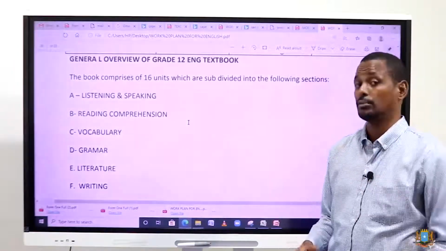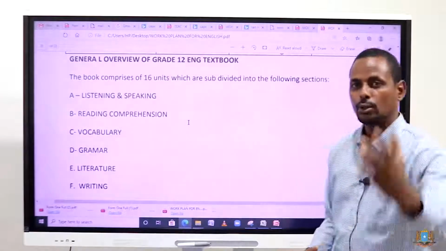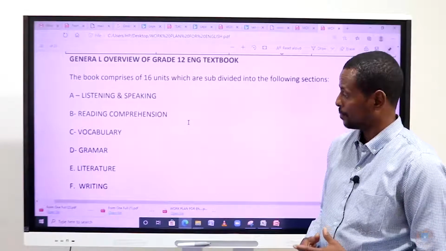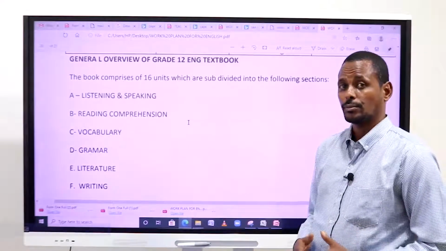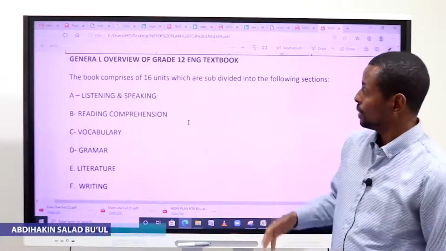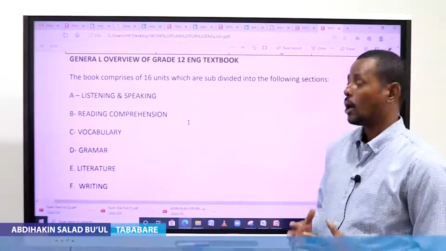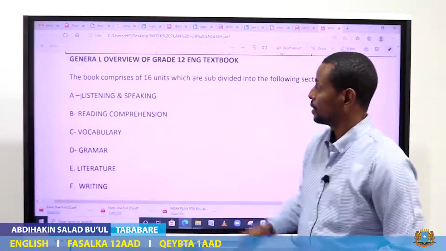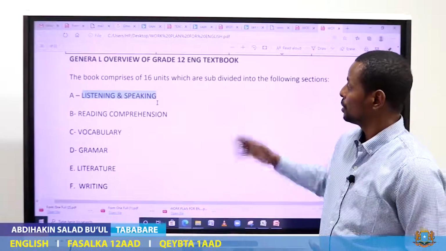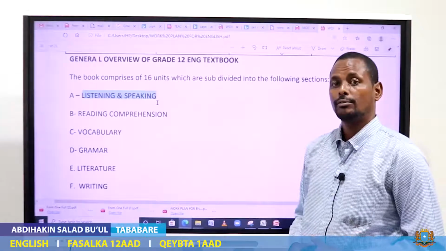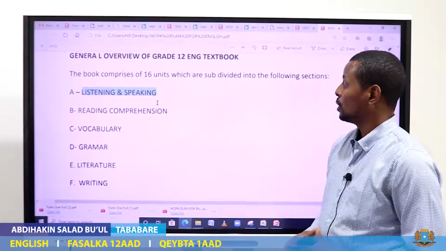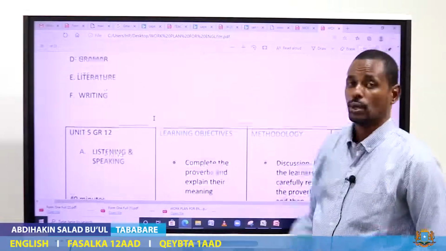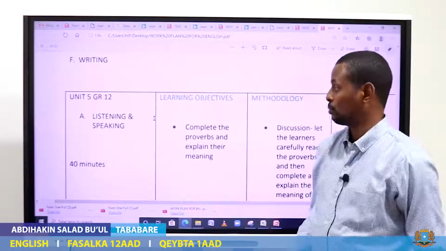We have discussed this before, and I know by now you know where I'm coming from. You know what I'm implying. So for this lesson, I'm going to be discussing how we are going to teach the listening and speaking for grade 12, unit 5. So this overview, I'm not going to dwell on it. We have already talked before.